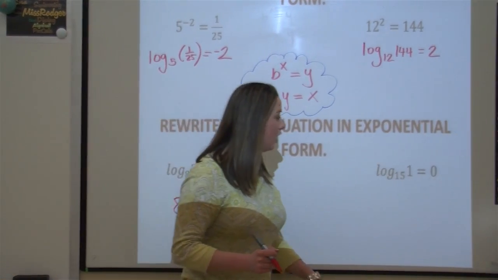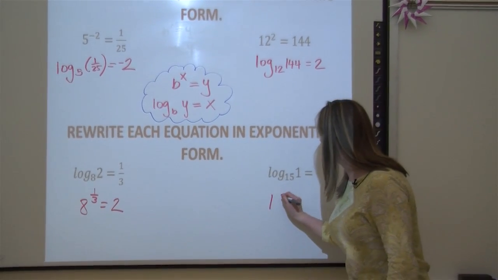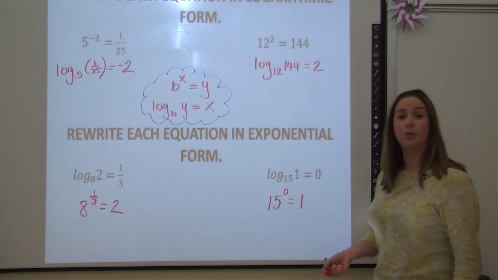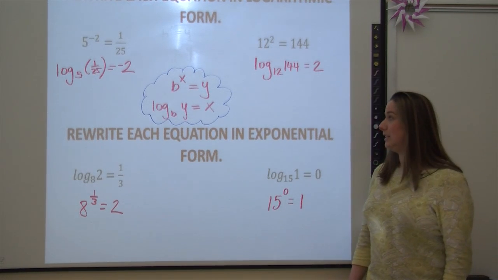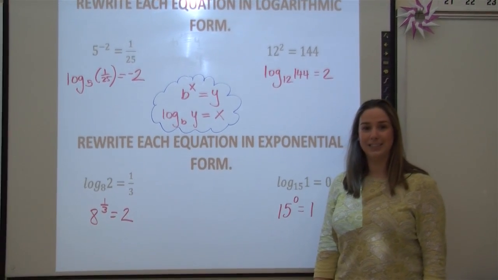For our last one, log base 15 of 1 equals 0. Again, the base is 15. The exponent is 0. 15 to the 0 equals 1, and that does make sense. So just using our properties here, we can build these.